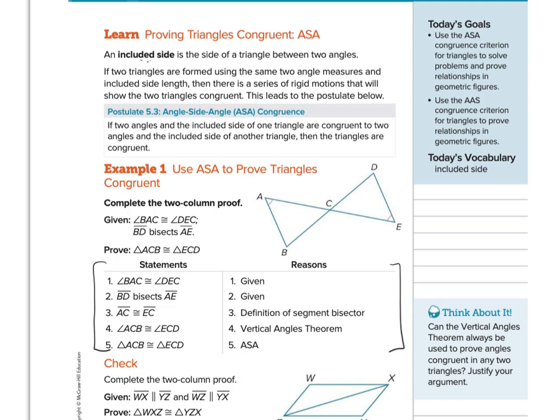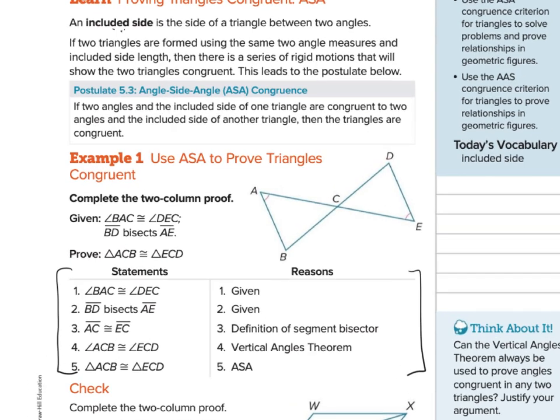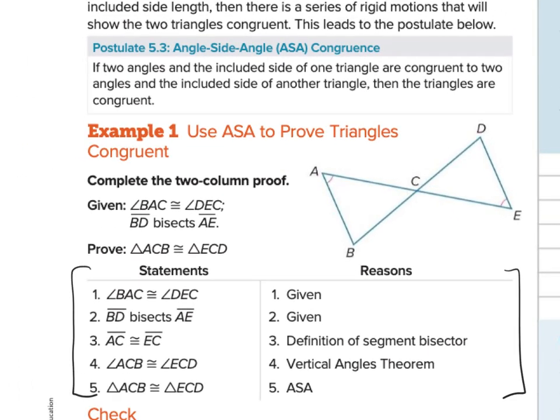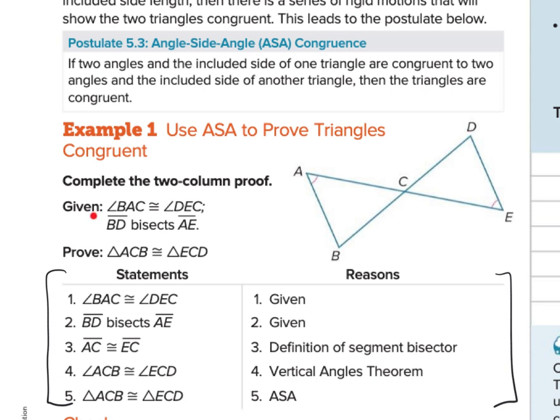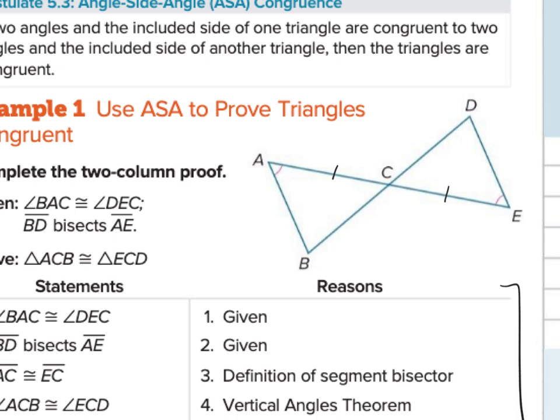As we look here, the state of Tennessee doesn't need a lot of this. We don't have to do our proofs, but what information have they given us? Given that angle BAC is congruent to angle DEC, so they have those labeled, and then BD bisects AE. So we know that this is equal to that because it bisects.